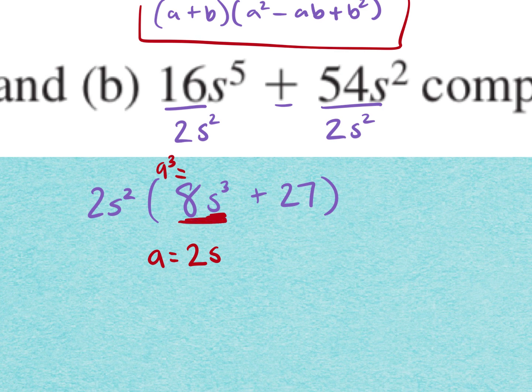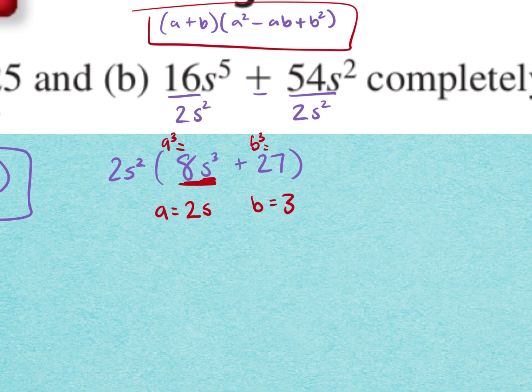So not only do we have to find what cubed gives us 8, I have to figure out what cubed gives me s cubed, which is just s. And then also b cubed is 27, so what is just b? 3. Perfect. So let's plug that into our formula. So what goes into my first parentheses? 2s plus what? A plus b? 3. 2s plus 3.